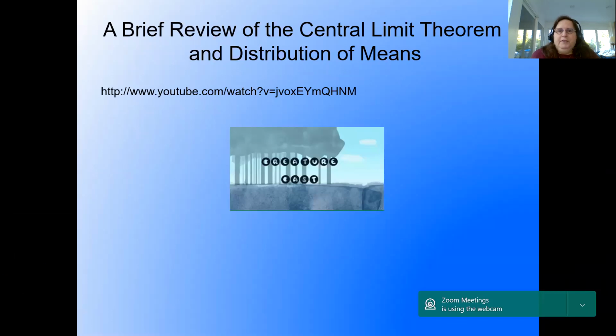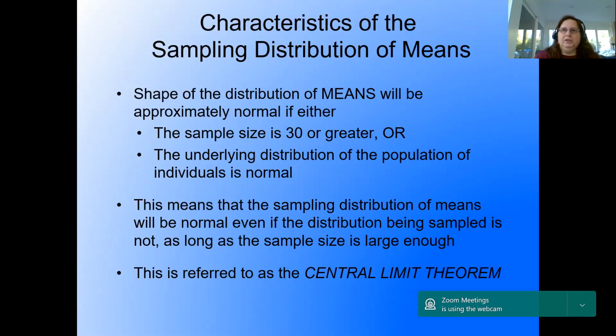Okay, so hopefully that video was helpful in understanding what we're talking about with the distribution of means and how it leads into the central limit theorem. You will notice that the link is right here, and I also put it at the end of the lecture in case you'd like to view it again, because it has a lot of information in just a short period of time. However, we will review it together.